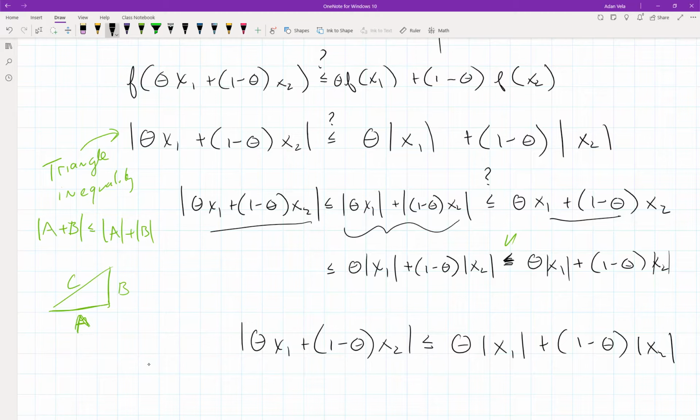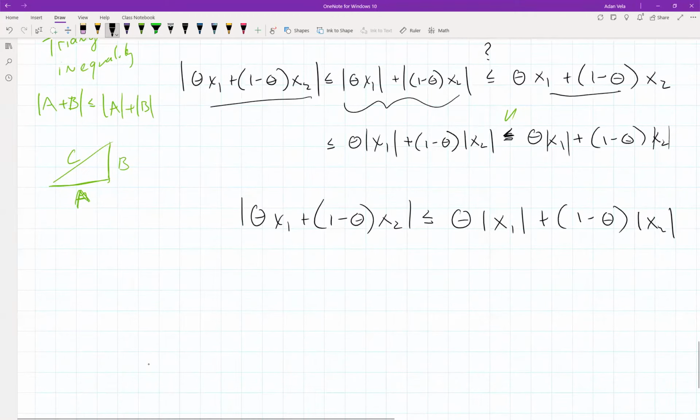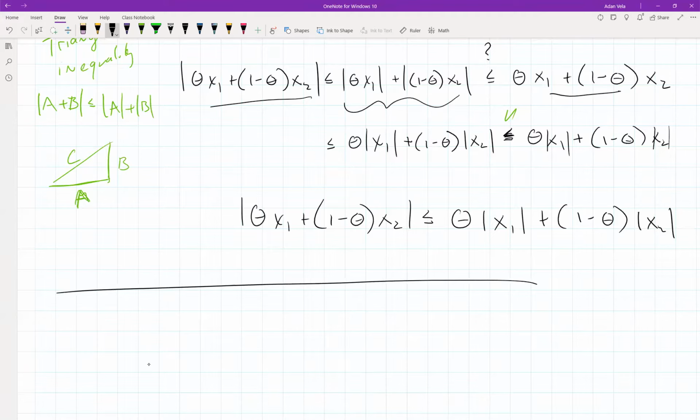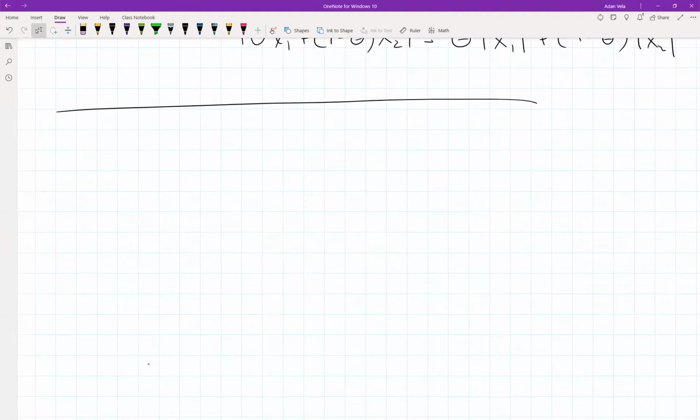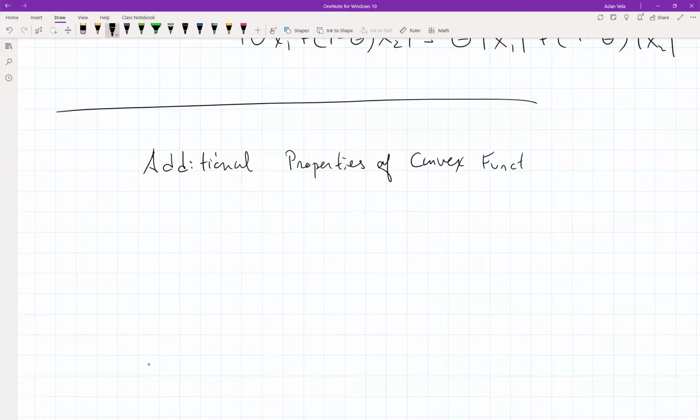There are some really neat properties associated with convex functions, and these might be a little bit easier to use than Jensen's inequality. Let me write this down: additional properties of convex functions. The first property of convex functions that we're going to discuss is the first order condition.